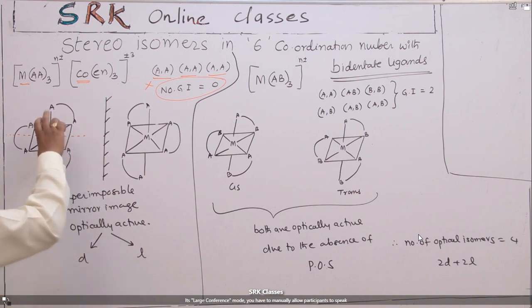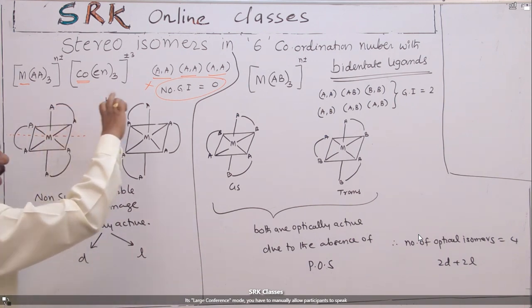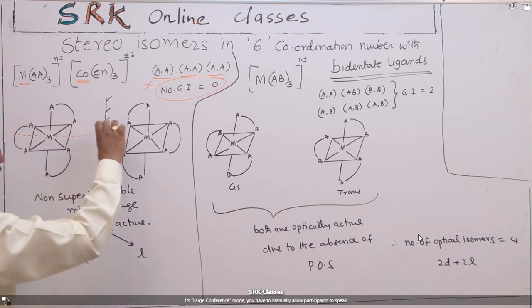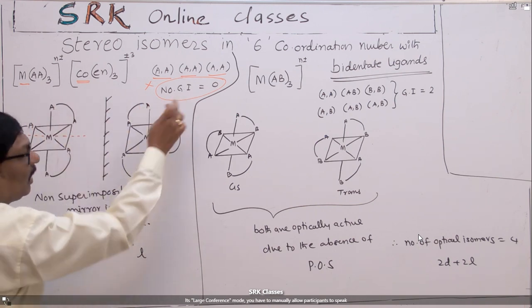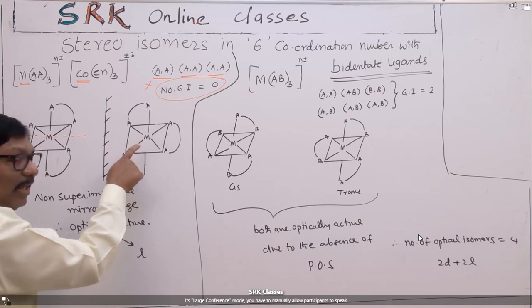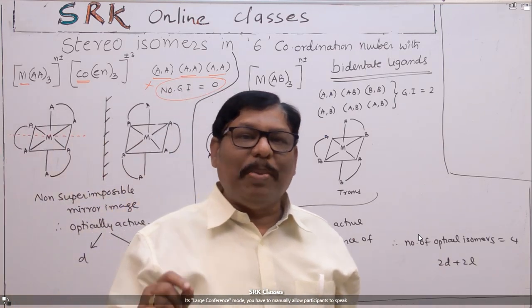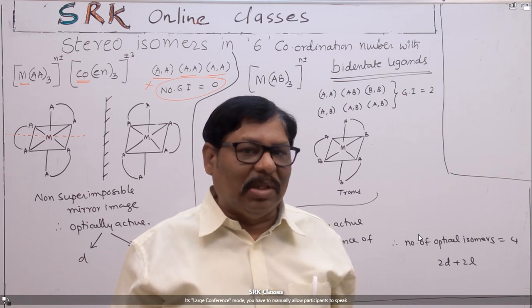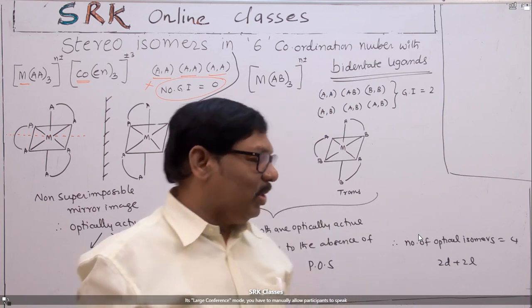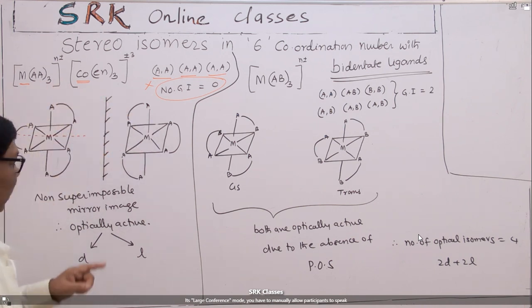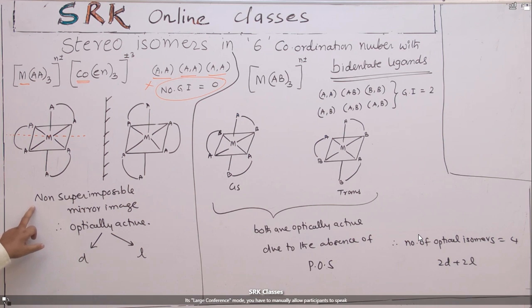For example, this molecule I am taking, I am placing over this one. Look carefully. Here, this A and A will be here and this will be on the other side. So they are mirror images but non-superimposable mirror images. We know that non-superimposable mirror images are said to be what? Optically active compounds. It does not have a plane of symmetry, but it has a non-superimposable mirror image. Therefore, it is an optically active compound.